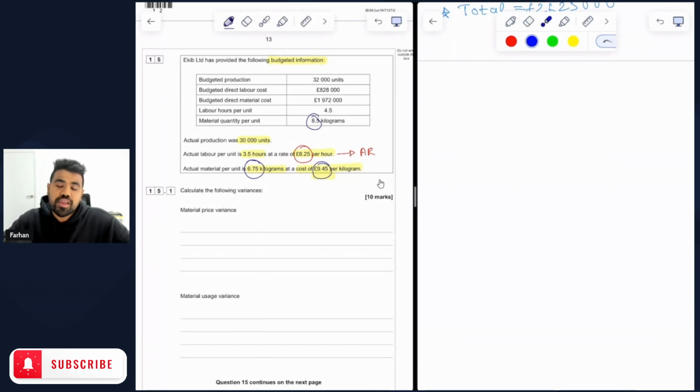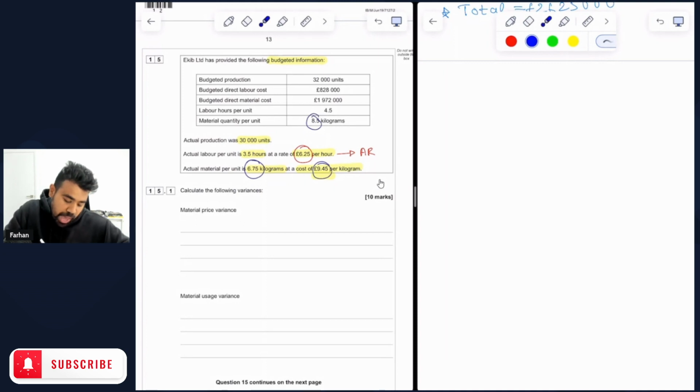With that being said, let's get started. AQA Limited has provided the following budgeted information. So here you can see we are given the budgeted production, 32,000 units. We are given the budgeted direct labor cost, which is £828,000, and that relates to all these 32,000 units. We are given the budgeted direct material cost of £1,972,000. We know the labor hours per unit of 4.5, and we also know the raw materials required per unit, which is 8.5 kilograms.